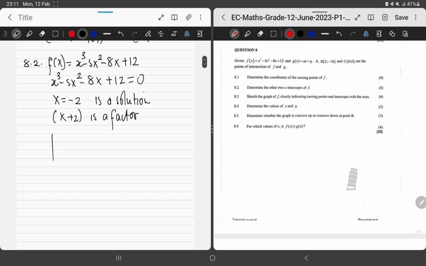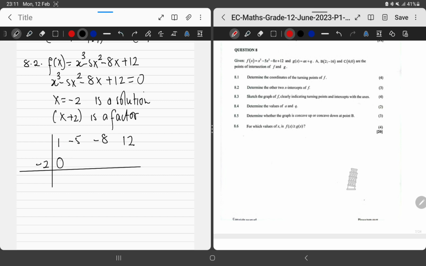And then now we're just going to use the synthetic method. Okay, and then now we take the coefficients. So that's a 1, a minus 5, minus 8, and a 12. And then the solution should be x equal to minus 2. You put the solution there. And then you start with the 0 there. When you go down, you add. When you go across, you multiply.